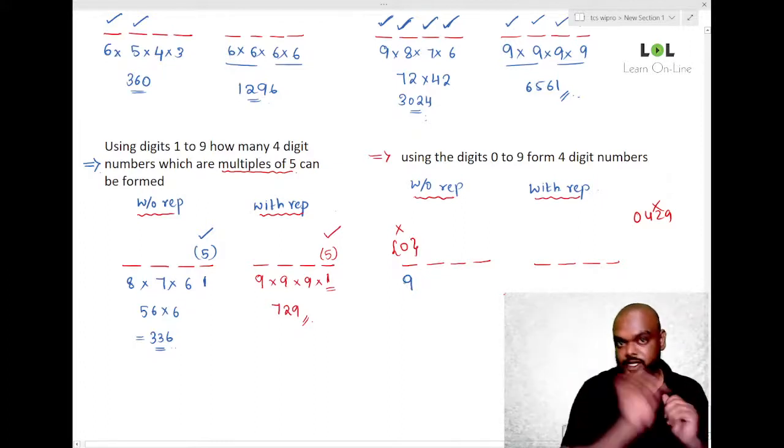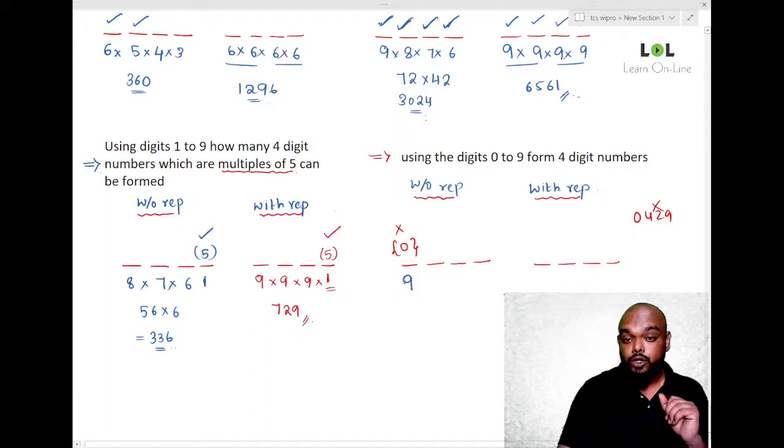0 to 9, 10 digits. We used one digit here. We don't know which one. We could have used 1, 2, 3, 4, 5 or 6 or 7 or 8 or 9. Okay, we used one digit. Out of total 10 digits, we used one digit here. Still 9 digits are available. That includes 0 as well.